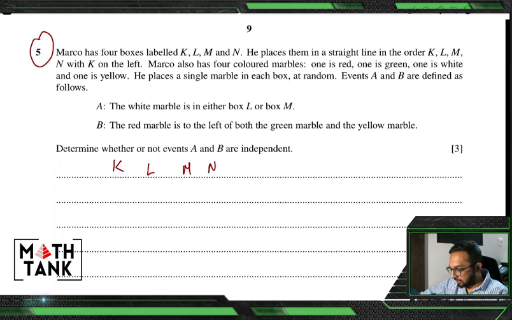Now Marco has four colored marbles: one is red, one is green, one is white, and one is yellow. He places a single marble in each box. Events A and B are defined as follows. The white marble is either in box L or box M. So the white marble could either be here or here. So that's the simple probability.